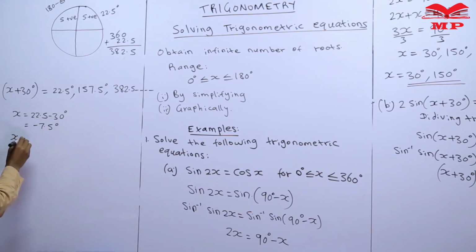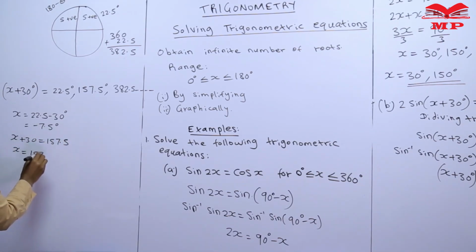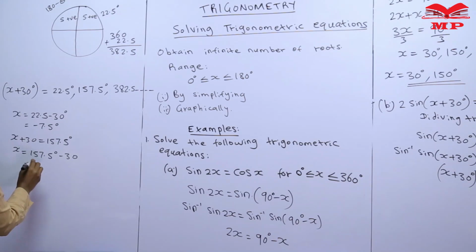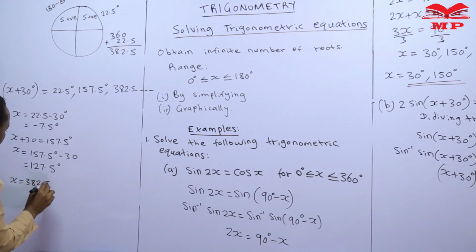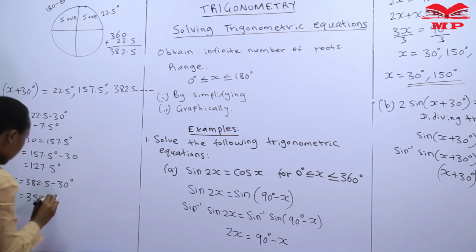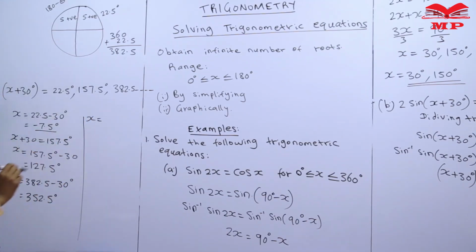Then the other one will have x plus 30 being equal to 157.5, and therefore our x is 157.5 degrees minus 30, which gives 127.5 degrees. Then with the other one, x will be 382.5 minus 30 degrees, we get 352.5 degrees. And therefore for our solutions for x, we cannot have this one because it is not within the limit.